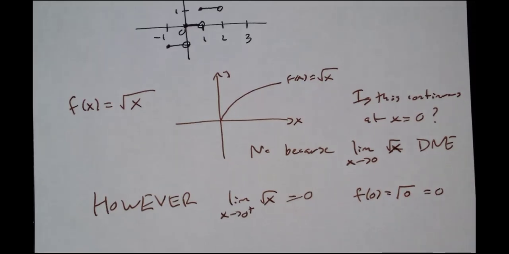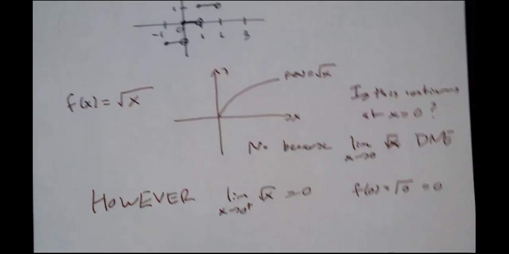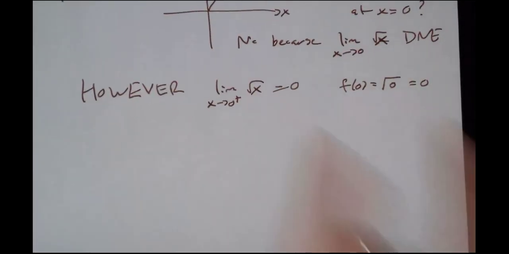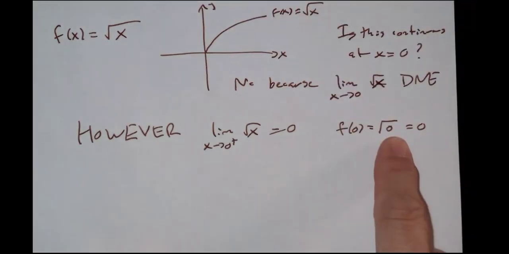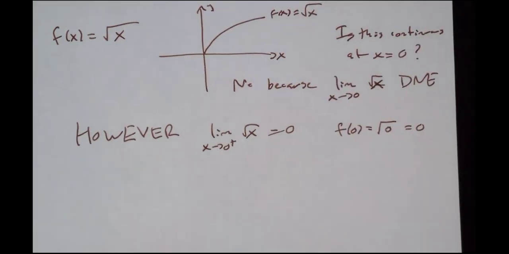If I think about only working from the right, then this works. The limit as we approach from the right is 0. The value when we plug in 0 is 0. And those match. This is continuous from the right, as opposed to continuous on both sides.